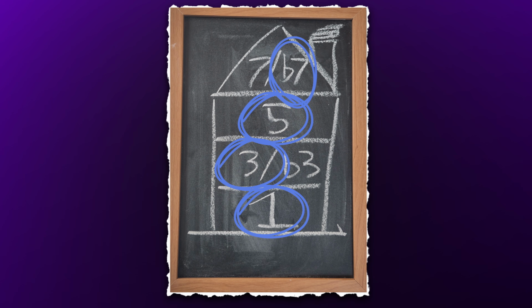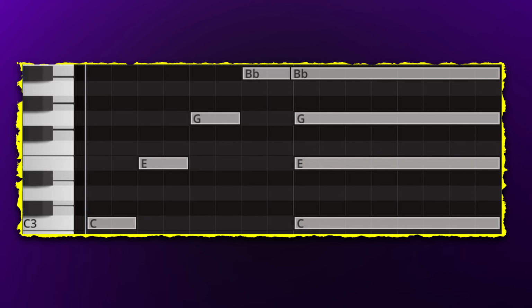Next up, let's look at the dominant 7th chord house. It's created by using the notes from the major triad and adding a minor 7th interval. So C dominant 7th has the notes C, E, G and B flat.